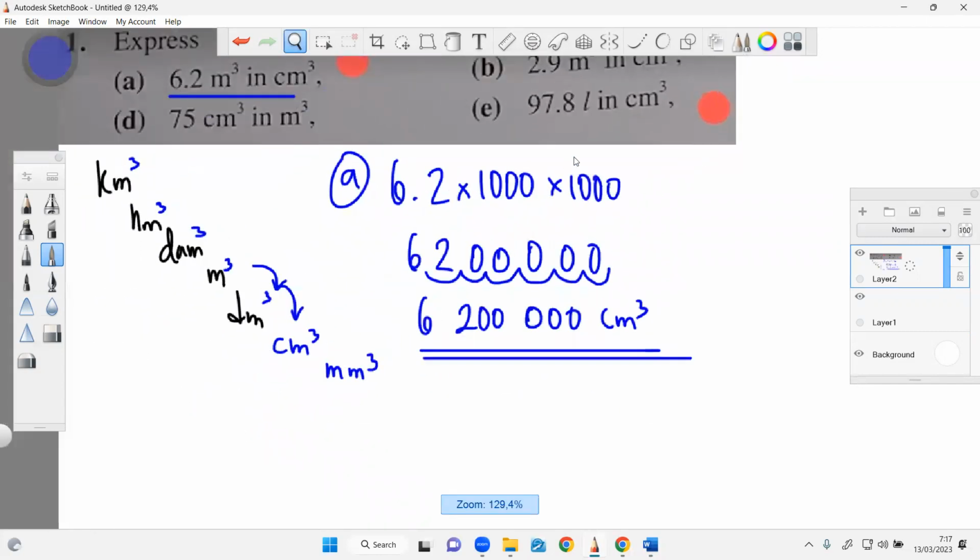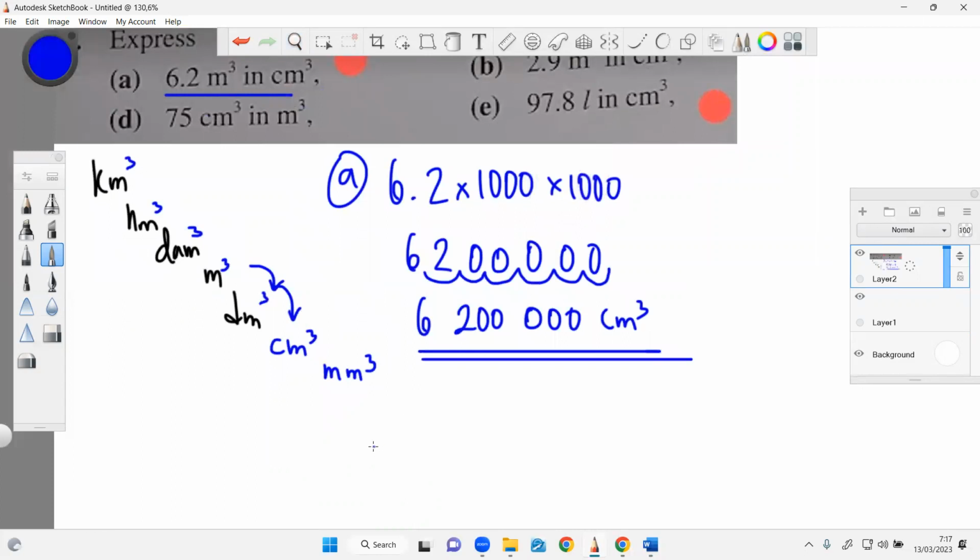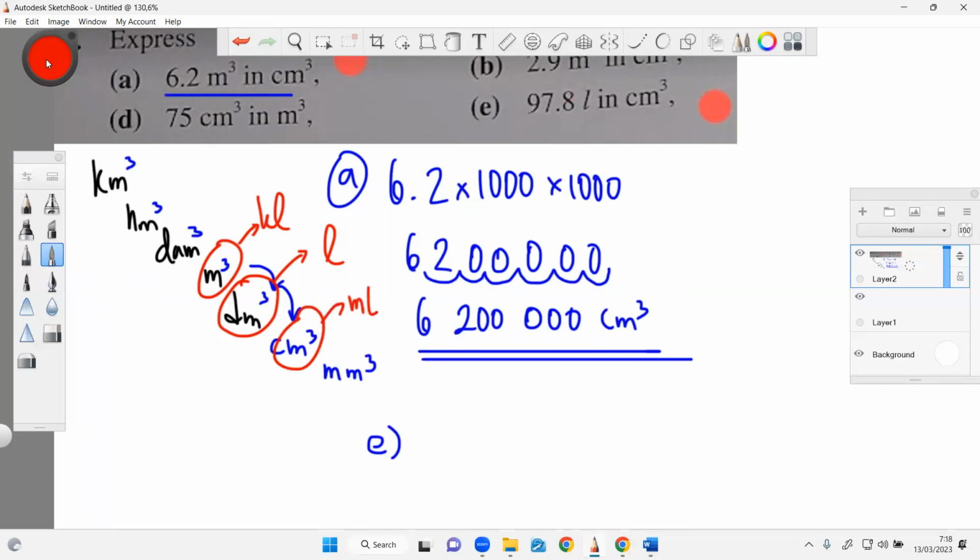Liter. Oh, what is liter then? Liter is decimeter cube. Yeah, liter is decimeter cube. So this is liter, remember? This is kiloliter. This is milliliter. So actually, you are converting 97.8 decimeter cube to cm cube.